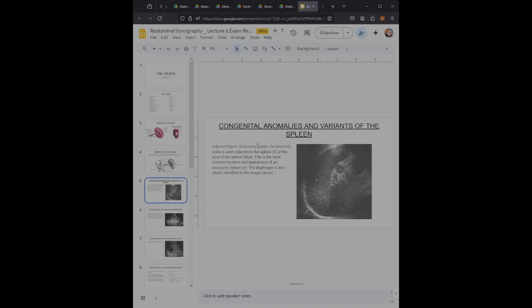So here we have an accessory spleen. You can see an isoechoic mass adjacent to splenic tissue. And so here's the spleen, and we are looking at the splenic hilum, and we can see an accessory spleen.